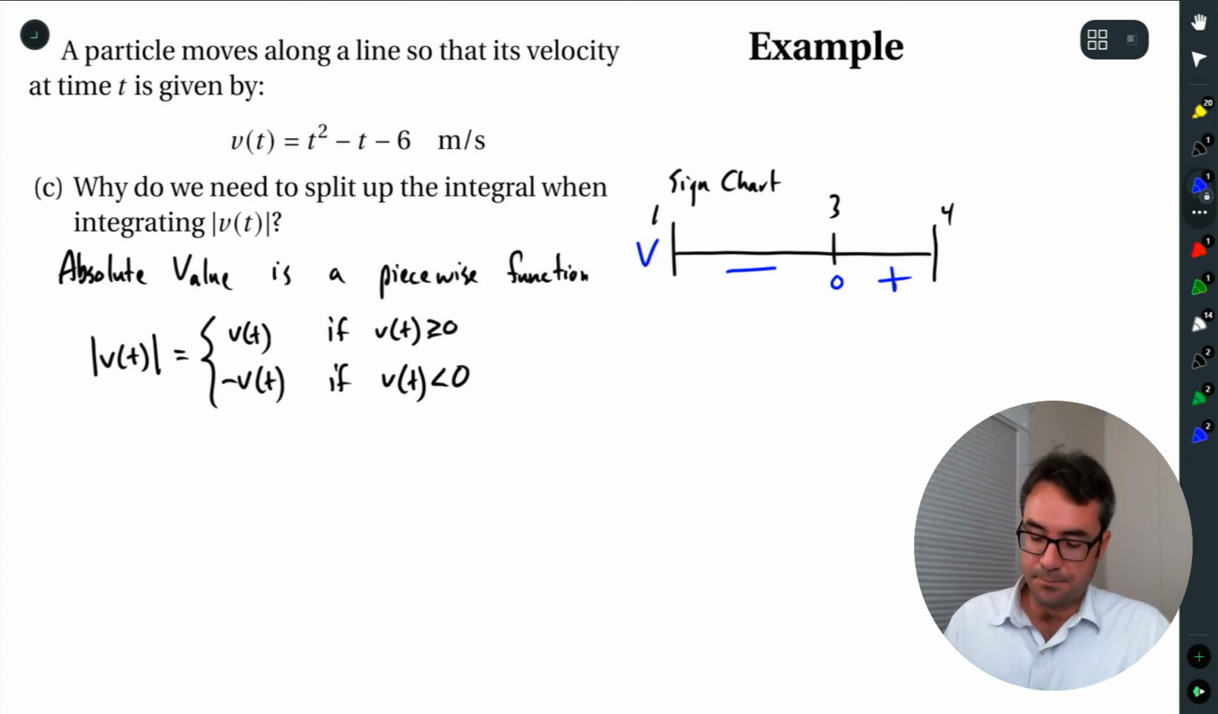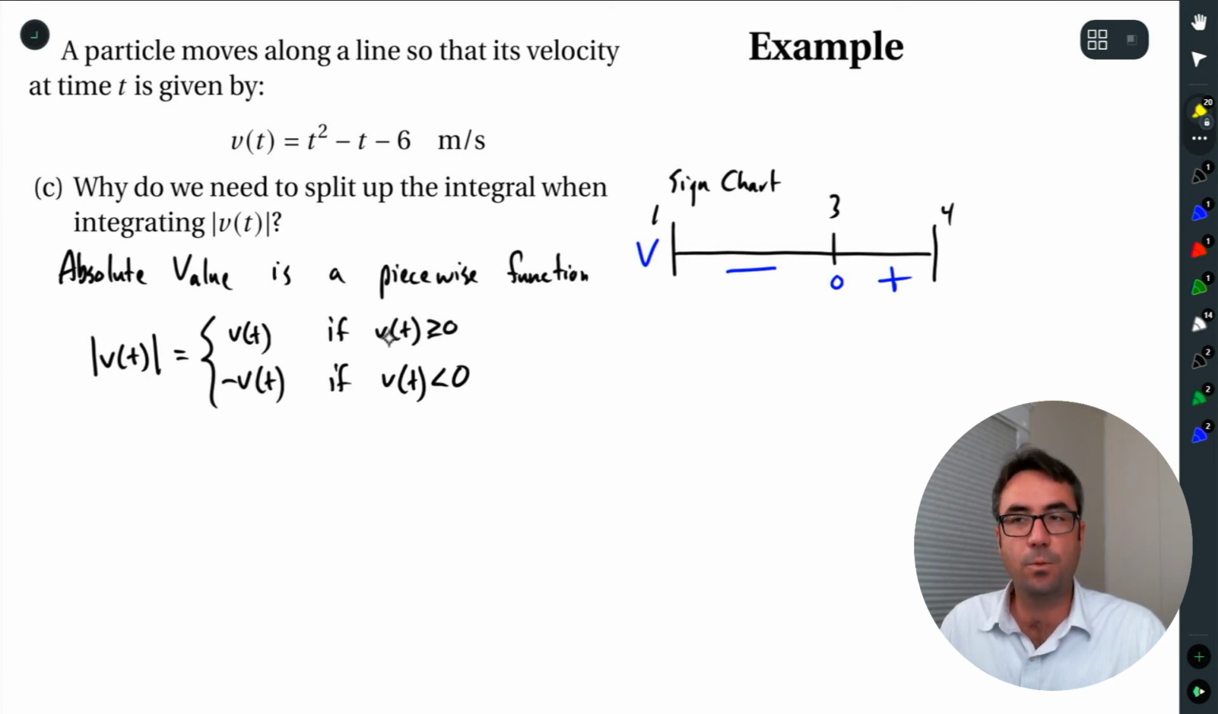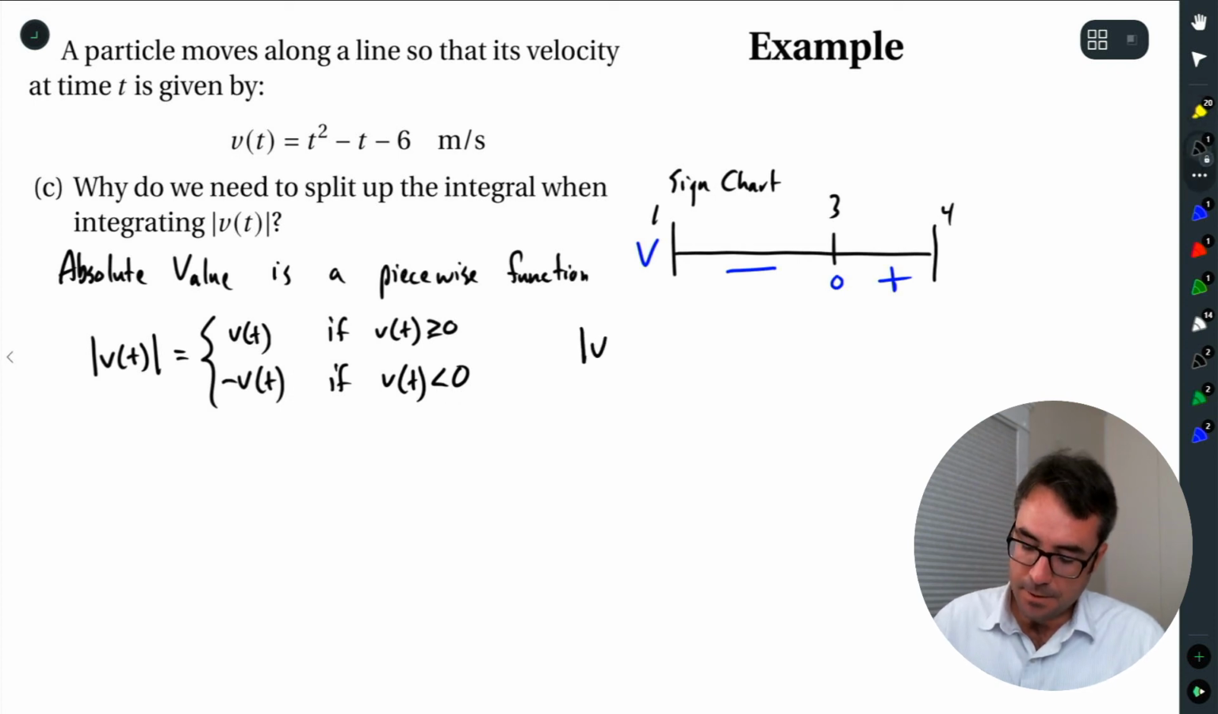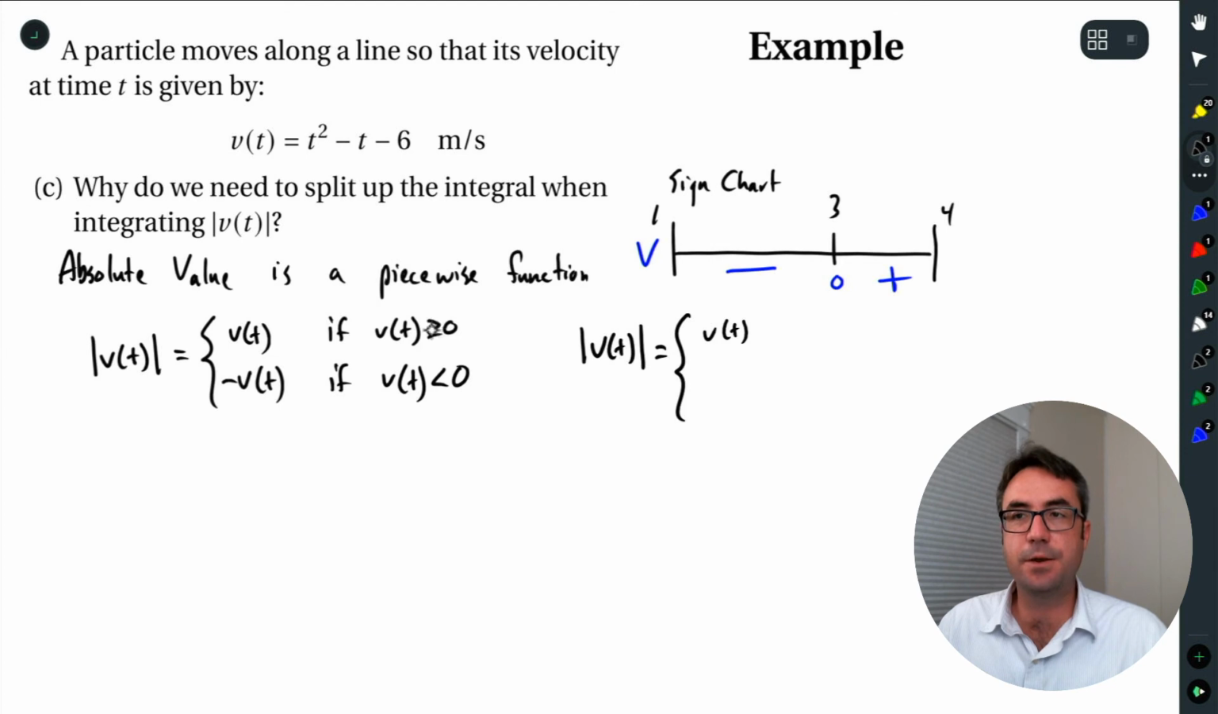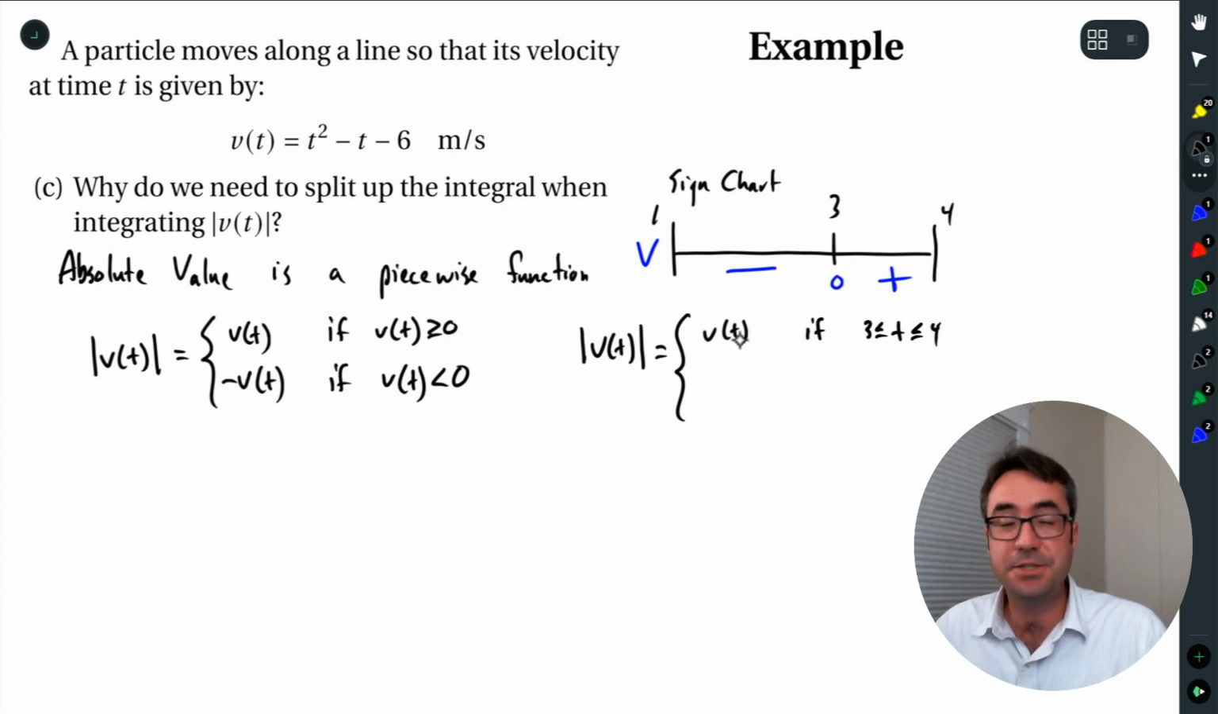So if we were going to investigate this definition a little bit further, we can actually say more exactly what these inequalities would be. So we know our velocity function is greater than or equal to 0 on this interval from 3 to 4. So we could say the absolute value of v of t is just v of t on that interval from 3 to 4.